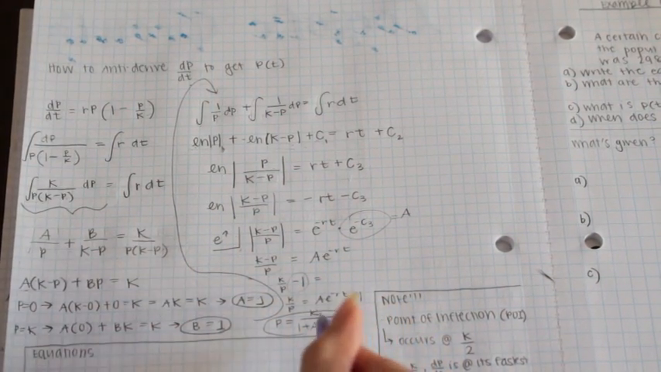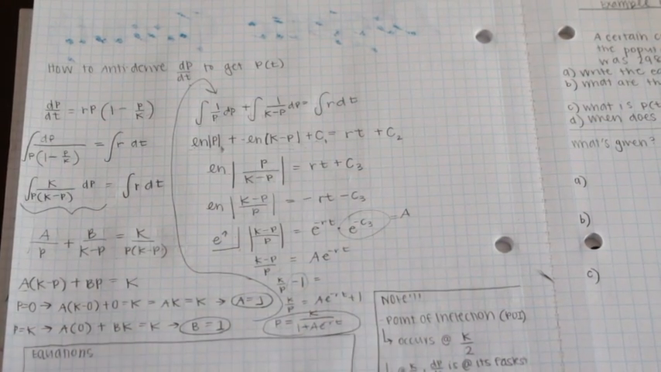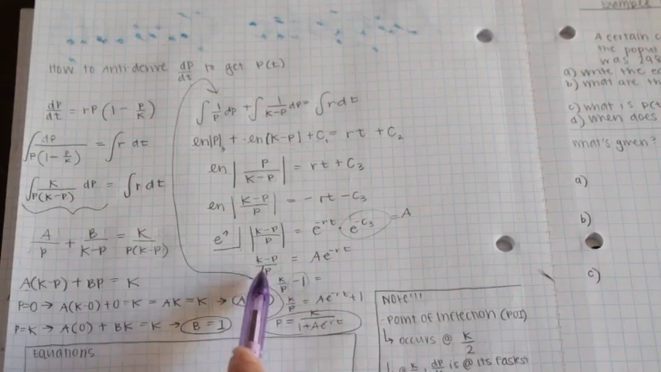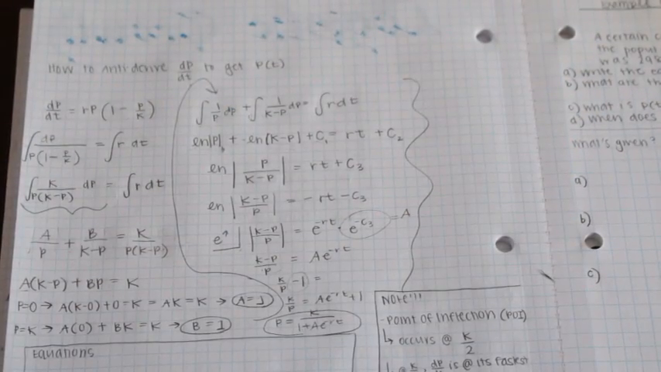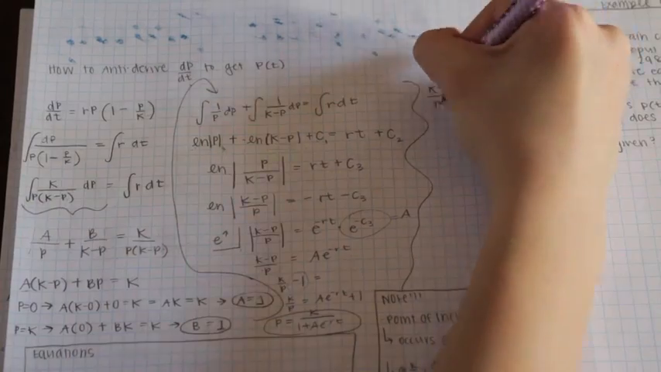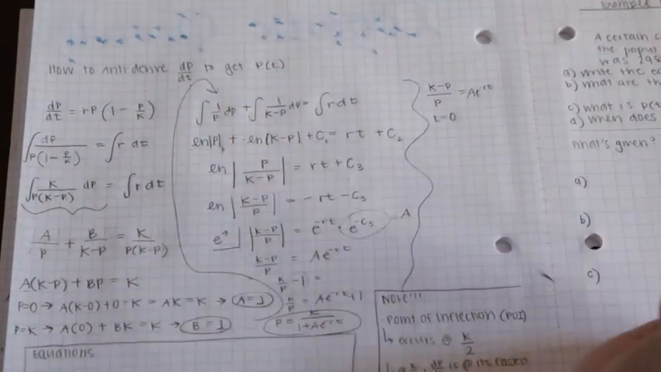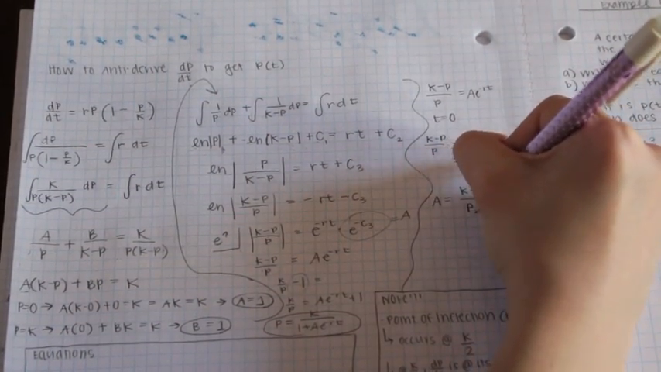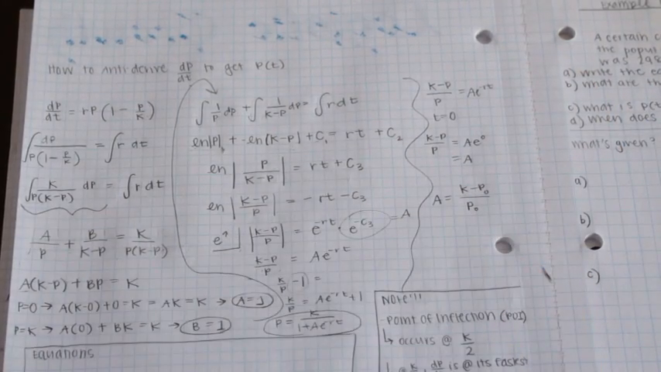Now we also need to find what A is equal to. So we are going to go back to this step right here. We're going to take it in terms of t equals 0. So when t equals 0, K minus P sub 0 over P sub 0, where our P sub 0 is equal to our original population.